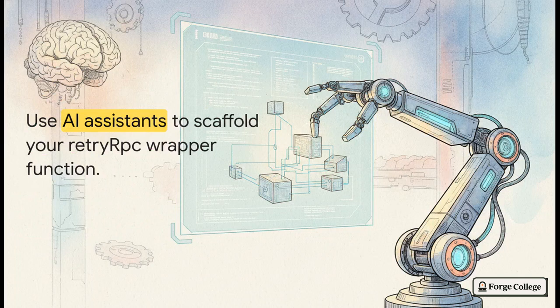And honestly, the best part, you don't have to write this all from scratch. You can literally use vibe coding. Just prompt an AI assistant to scaffold a TypeScript retry RPC wrapper for you, complete with backoff, jitter, an overall timeout, and that in-memory idempotency guard. It's just an amazing way to get the boilerplate down so you can focus your energy on fine-tuning the parameters.